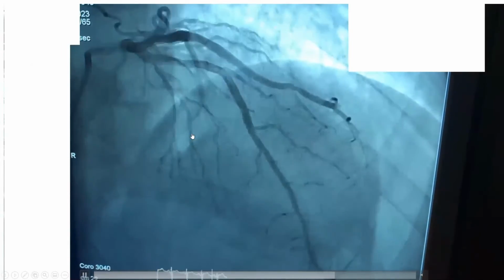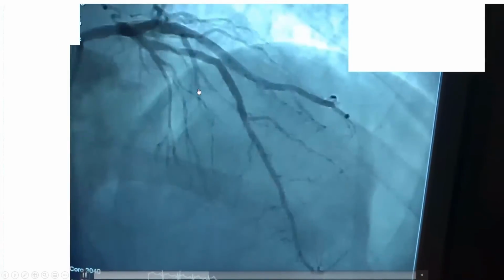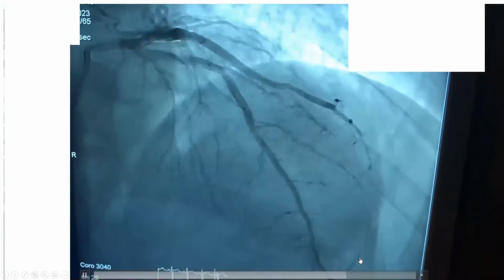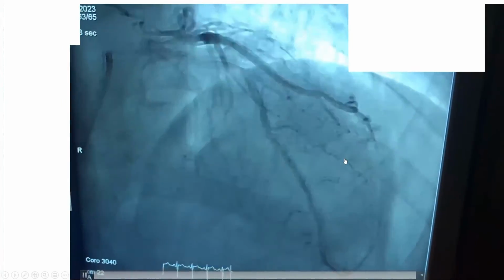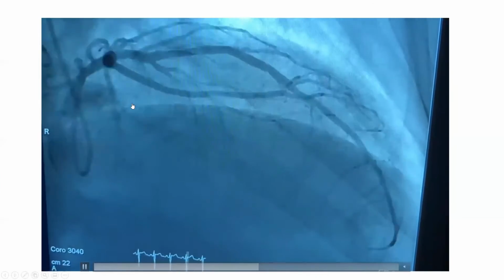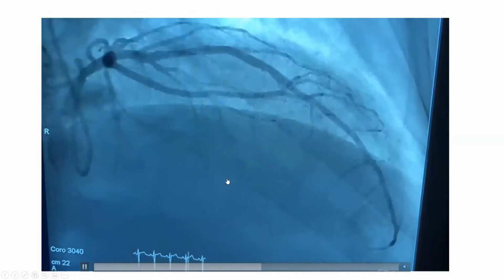Look at that septal, how nice and big it is. And look at that LAD. It's filling all the way down to the apex. And look at that diagonal also. It has no occlusion anymore. This is another view, a more steep caudal cranial. Again, everything is filling very robustly.